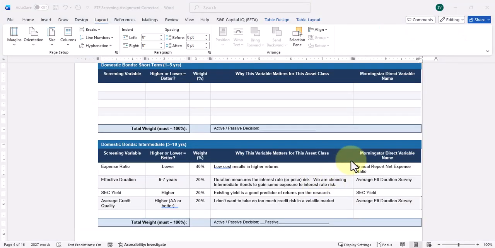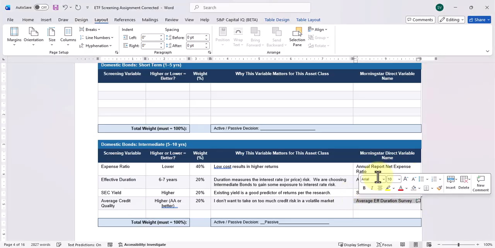The Morningstar Direct variables I'm going to use to screen for these are the annual report net expense ratio, the average effective duration survey, and they get this number from a survey of the funds, the SEC yield, and the average effective. Oh, that's the wrong one. The last one here is not an average effective duration survey. It's average credit quality, and that is a variable created by Morningstar after looking at the funds.